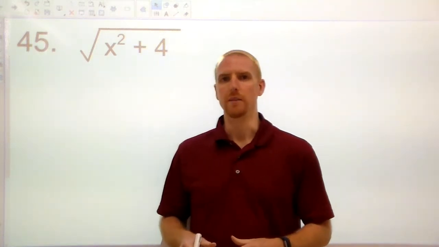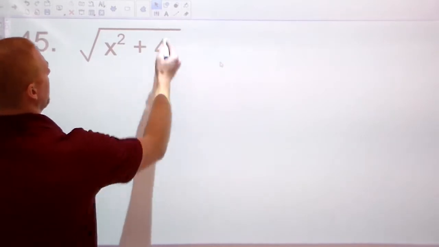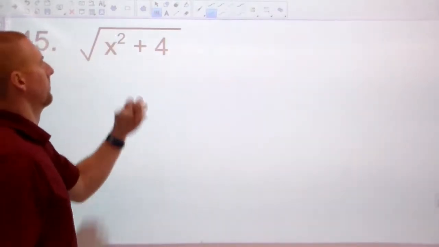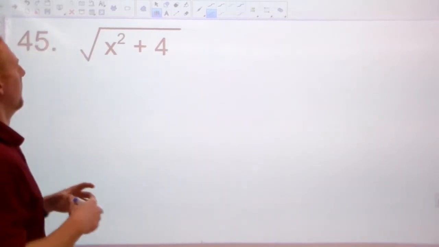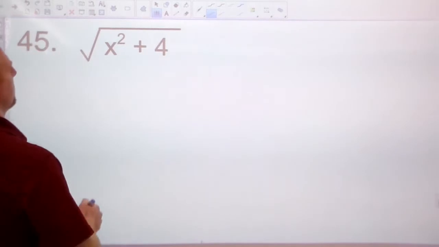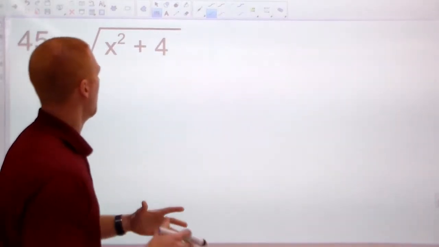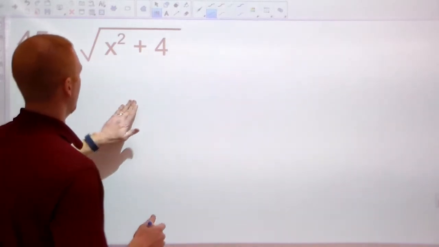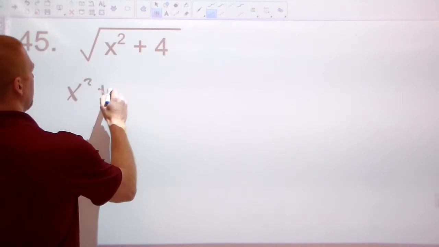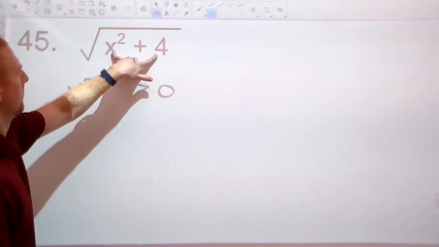So here's number 45. This one comes up almost every year, generally at this stage in the game. So I've kind of skipped ahead. I've composed it where I've plugged x squared in for x already. And finding the domain, that's the part that usually is kind of confusing sometimes. So let's stick to what we know to be true and see what unfolds as we go through here. So x squared plus 4 must be bigger than 0 because it's under the radical.